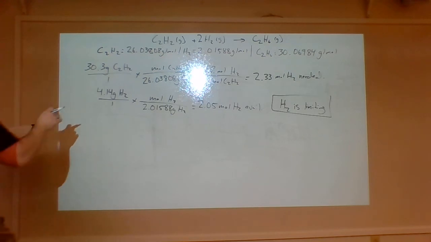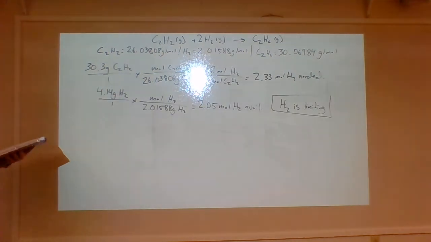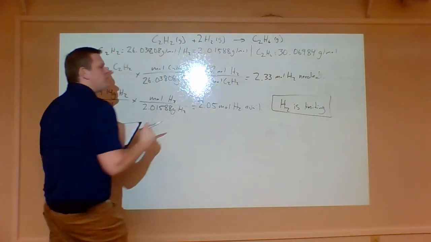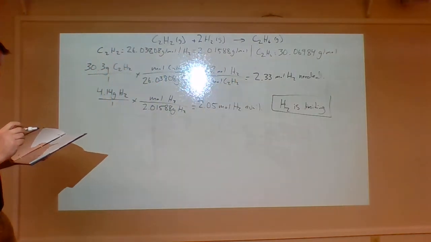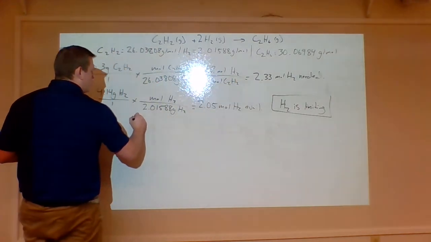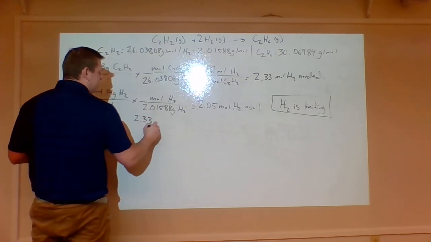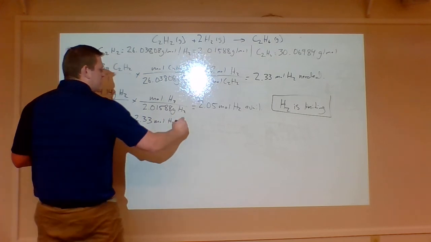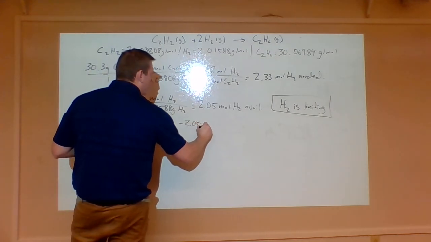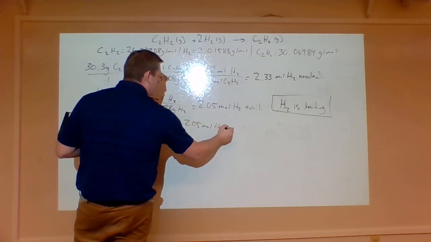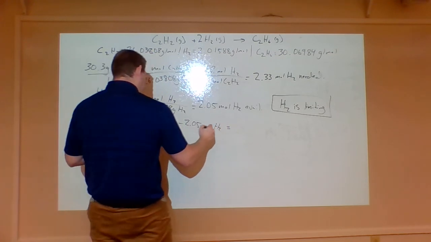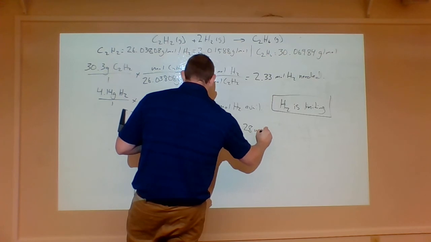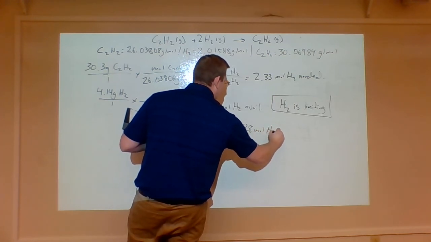To see how much of the C2H2 remains, we subtract these molar amounts from each other. And you can see here that we go 2.33, our excess, that's in moles of H2, minus 2.05 moles of H2 that were used. That gives us 0.28 moles of H2 remain.